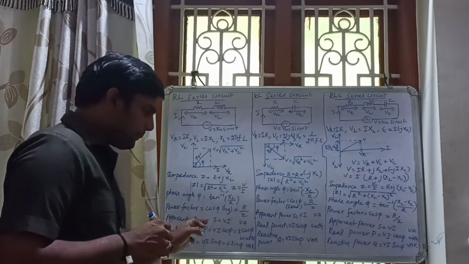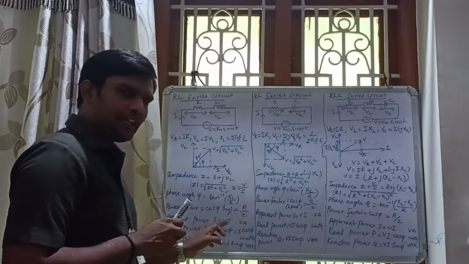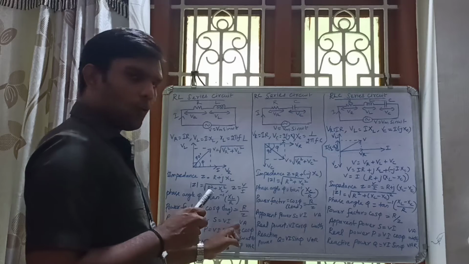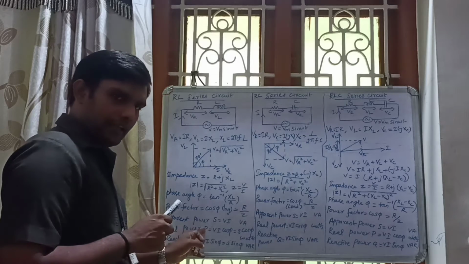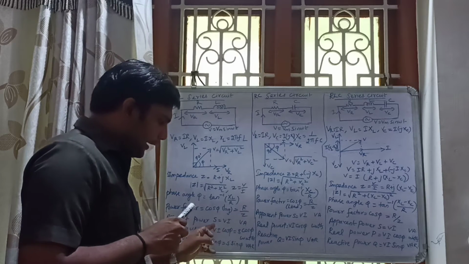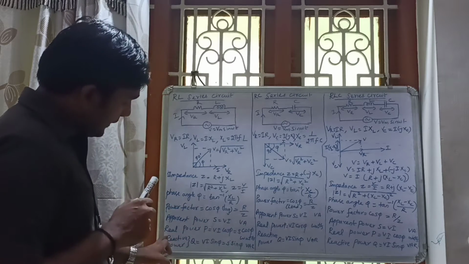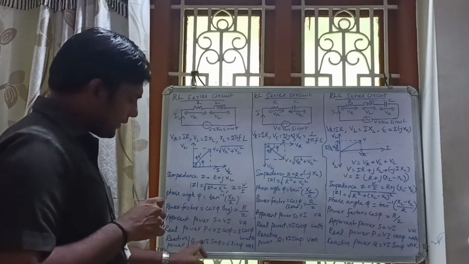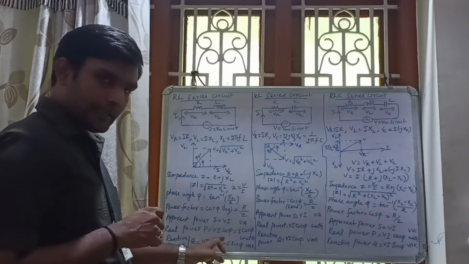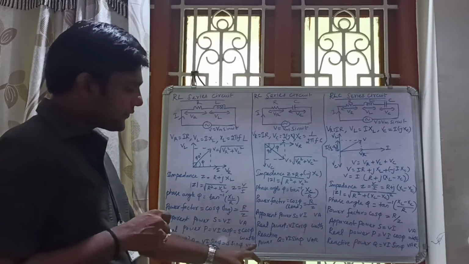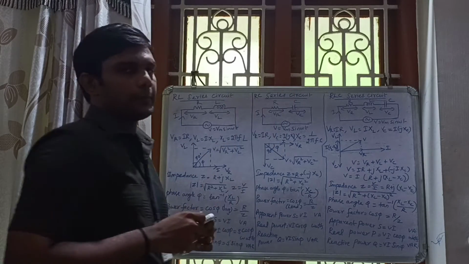Next, apparent power, which is denoted by S, which is equal to V into I. The unit is volt ampere, VA. Then real power P is equal to VA cos phi. So already we know VA is nothing but S into cos phi. Unit is watts. Then reactive power, which is denoted by Q, which is equal to VA sin phi. VA is nothing but S into sin phi. The unit is VAR. Got it?